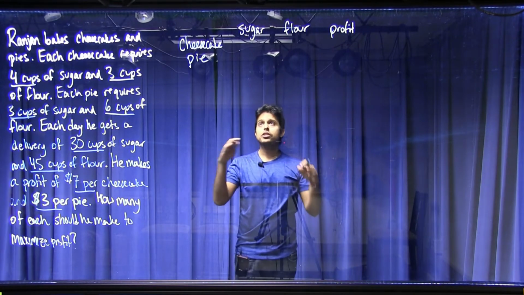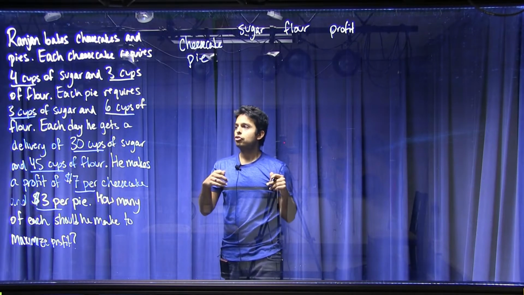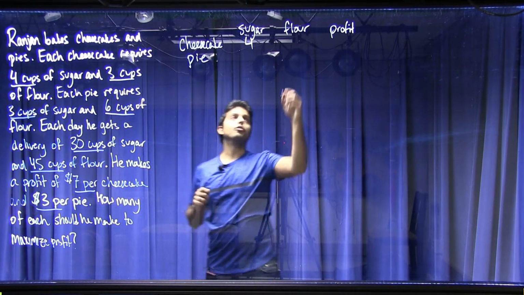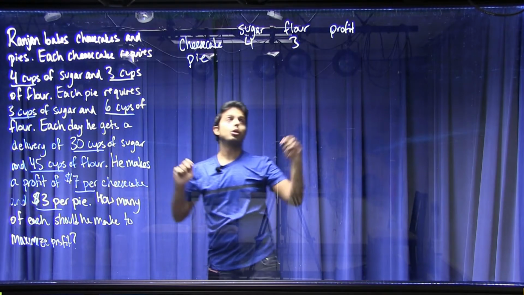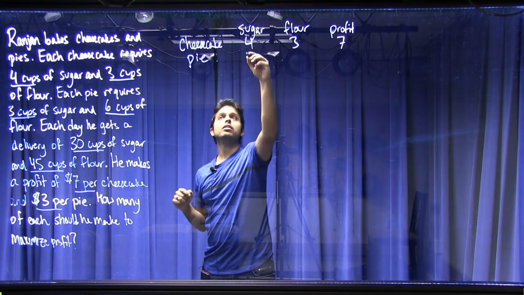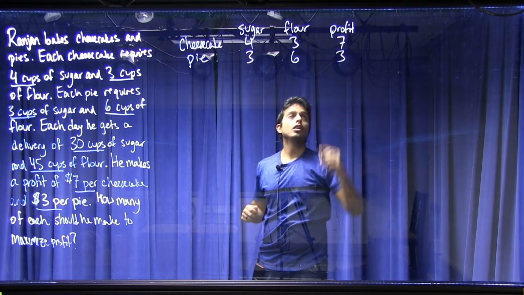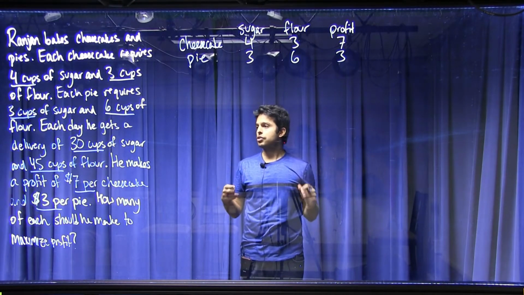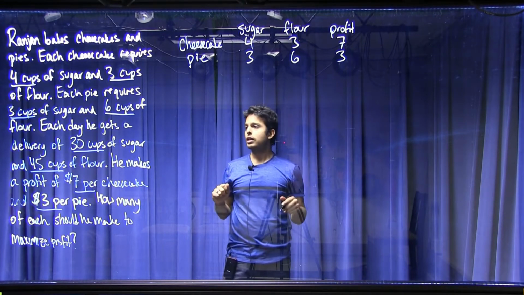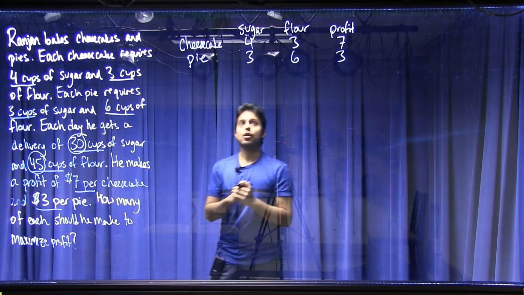So let's figure out for the cheesecake how much sugar it takes, how much flour it takes, and what the profit is. The cheesecake takes 4 cups of sugar, 3 cups of flour, and we make $7 in profit. The pie takes 3 cups of sugar, 6 cups of flour, and we make $3 in profit. Notice we left a couple of numbers out here: the 30 cups of sugar and 45 cups of flour per day. We didn't put those into the table. These two things are called constraints. I'm going to circle these constraints because we still need to use them.